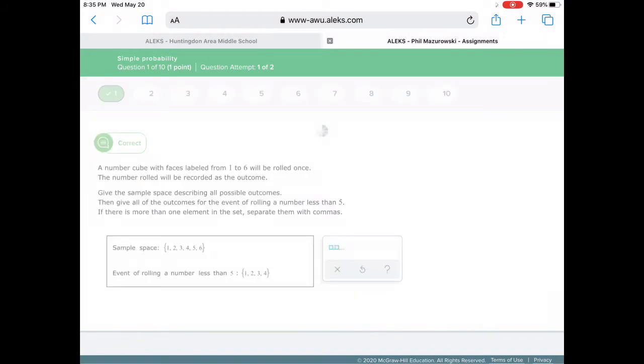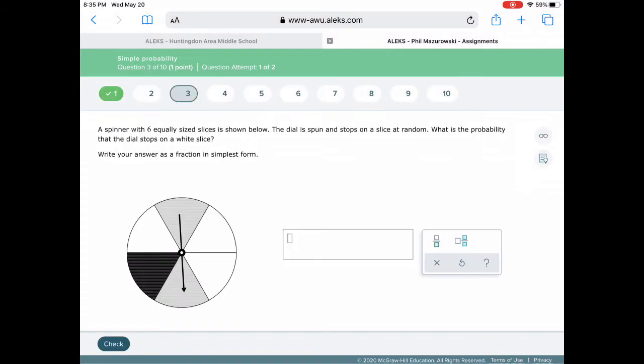All right, let's move on to another question here. The spinner problem, I forgot to mention that one. It says that there are 6 equally sized slices shown below, so everything has an equal chance of going. Now we want to find the probability that it's going to stop on the white slice.